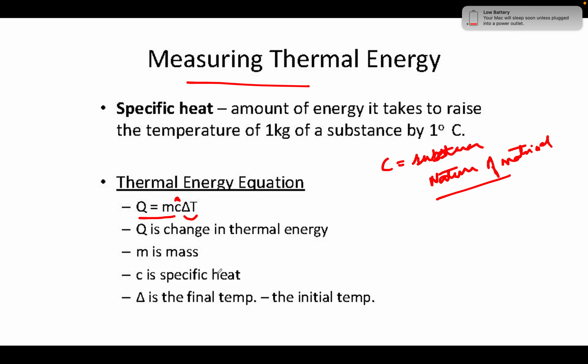Okay, C is the specific heat constant, m is the mass, and delta T is the final temperature minus initial temperature, the temperature difference. Q is the change in thermal energy. How much thermal energy needs to be transferred to maintain the system in equilibrium? That is shown by Q equal to mc delta T. That's the thermal energy equation. It will be used in various numericals, which I will be showing in the coming slides.